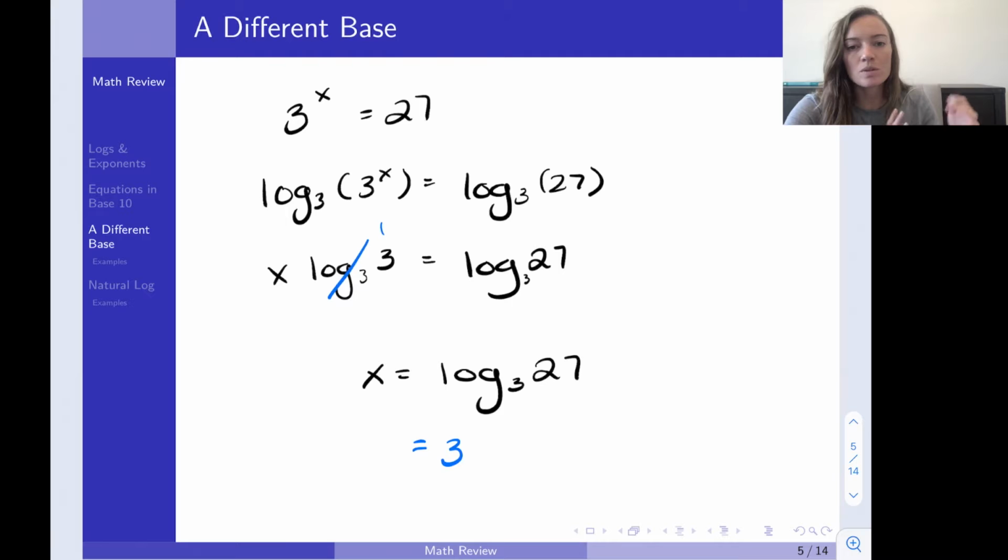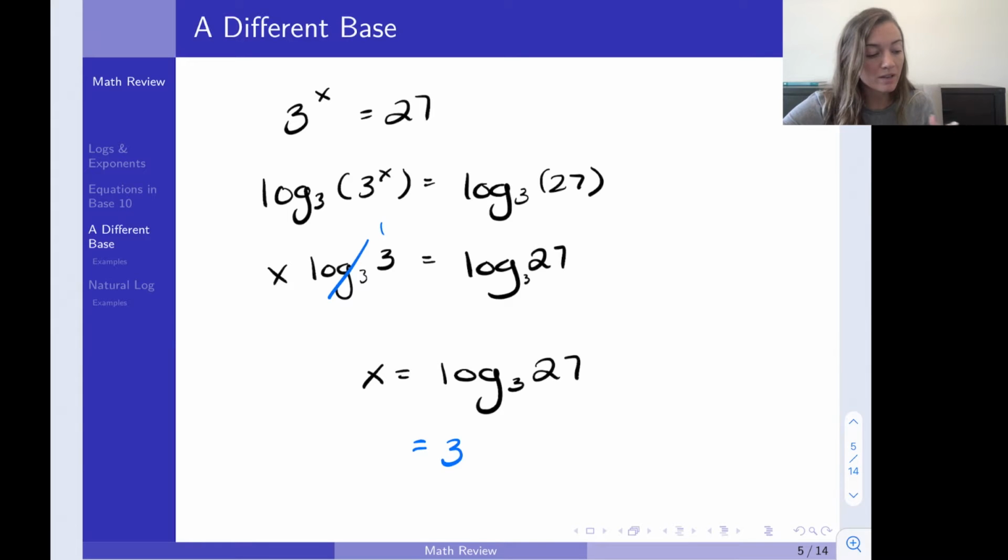Okay, so this one again you can figure out by eyeballing, but the important thing here is the different base. So when my exponent has a base of 3, I took a log with that same base so that it would basically cancel out and I would get that 1 there. That's one way to solve this equation.